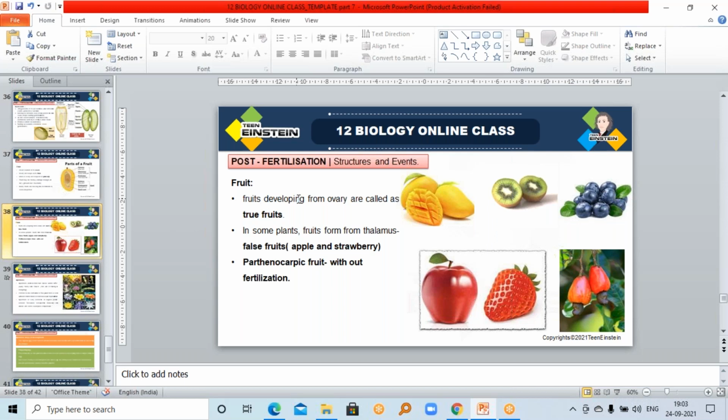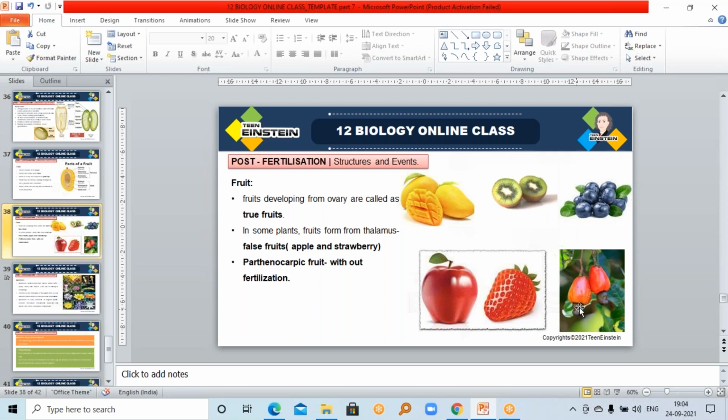And the fruits developing from the ovary are called true fruits. You can see here true fruits which are developing from the ovary. And in some plants, fruits develop from parts other than the ovary. They are called false fruits. For example, apple. The apple is forming from the thalamus. Okay, the apple, strawberry, then cashew apple and others, it's not the true fruit.